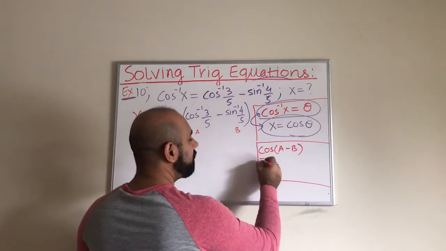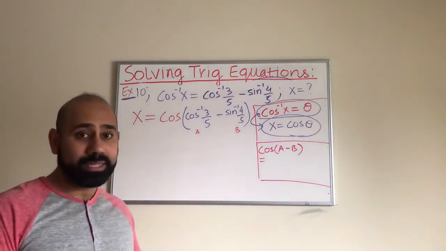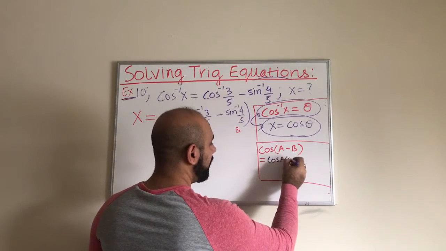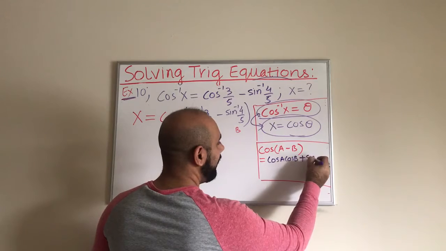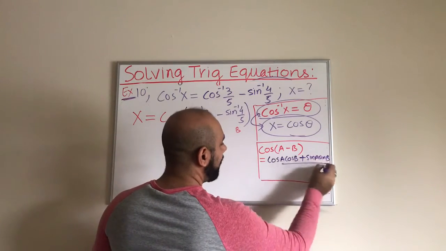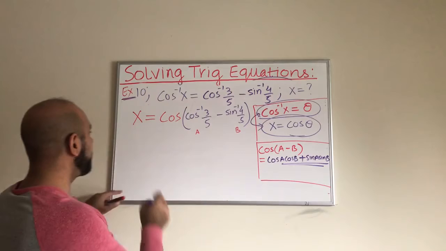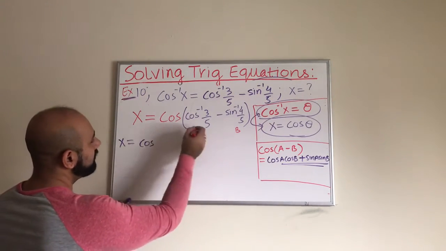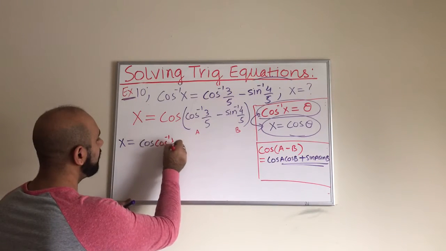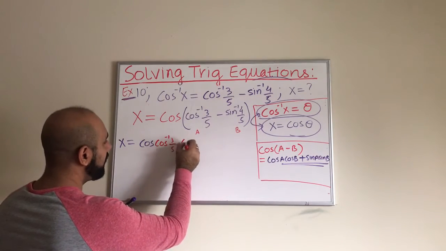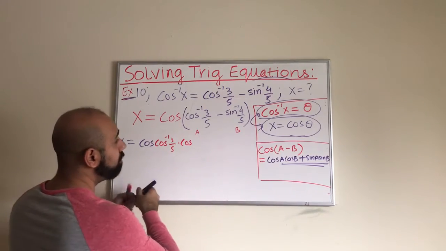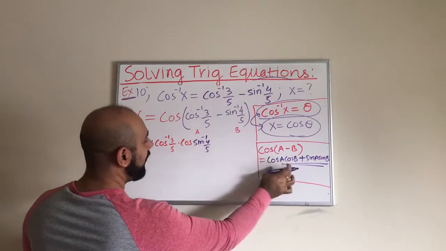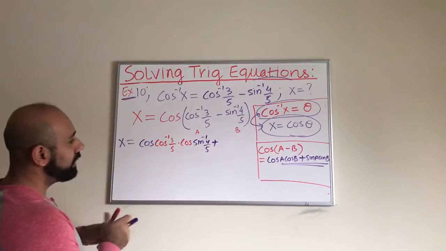So what is the formula for the cosine of the difference? Guys, if you remember, that's great. If not, please look at the formula sheet. Cosine of the difference is cosine a, cosine b, and then plus sine a, sine b. So we have to use this form to simplify this right hand side. So x will be cosine of cosine inverse 3/5, times cosine of b. b is sine inverse 4/5, that is the first half.